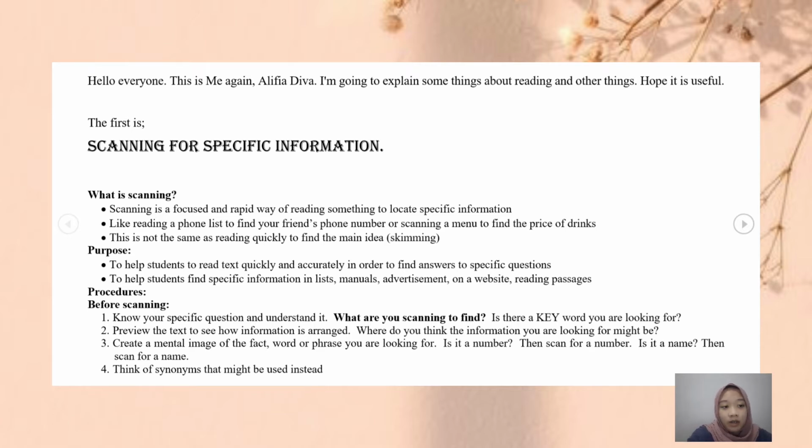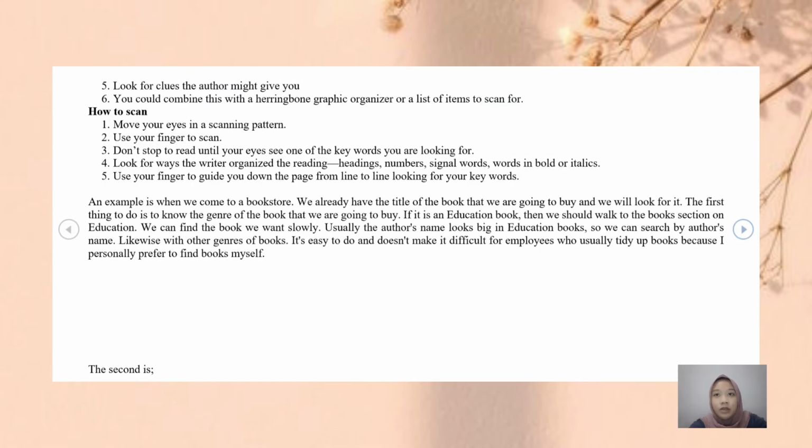Is it a number? Then scan for a number. Is it a name? Then scan for a name. 4. And the last, think of synonyms that might be used instead. 5. Look for clues the author might give you. 6. You could combine this with a Herringbone graphic organizer or a list of items to scan for.